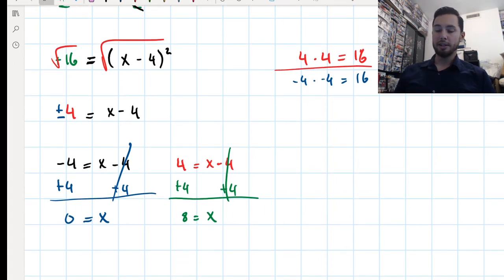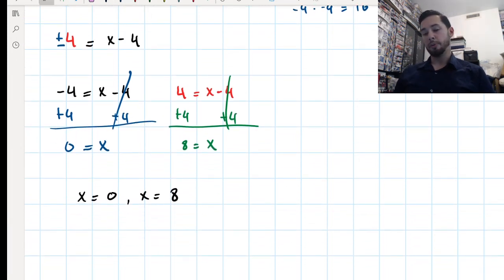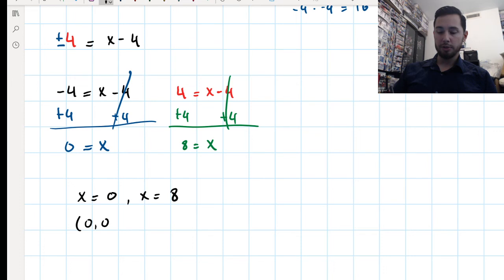So I can list this in a few ways. I can say maybe x is equal to 0 and x is equal to 8. Or I could write it as a coordinate. Remember that the y value of the x-intercept is 0. So this one right here would be (0, 0), and this one here would be (8, 0).